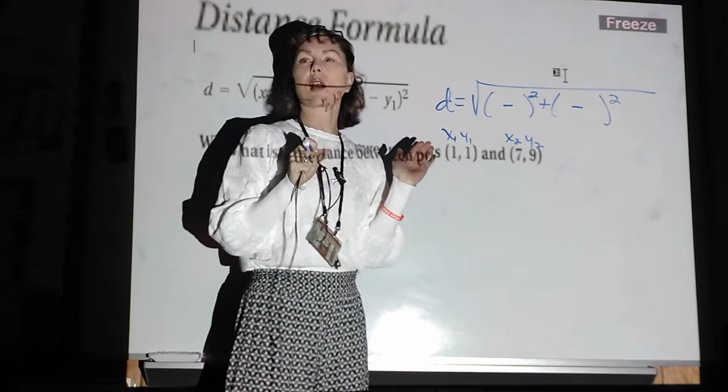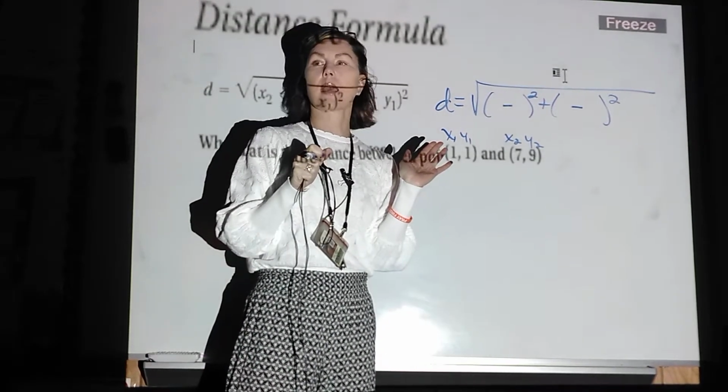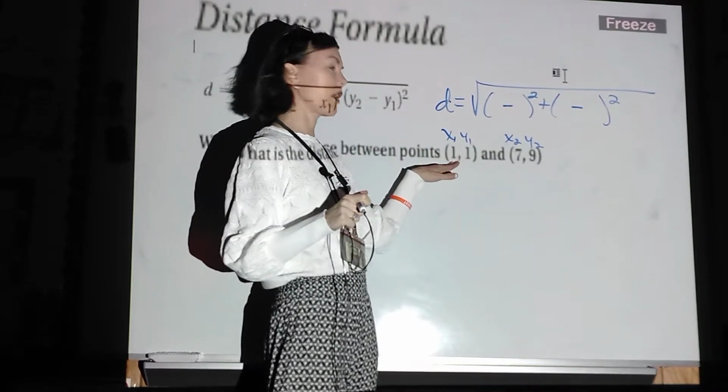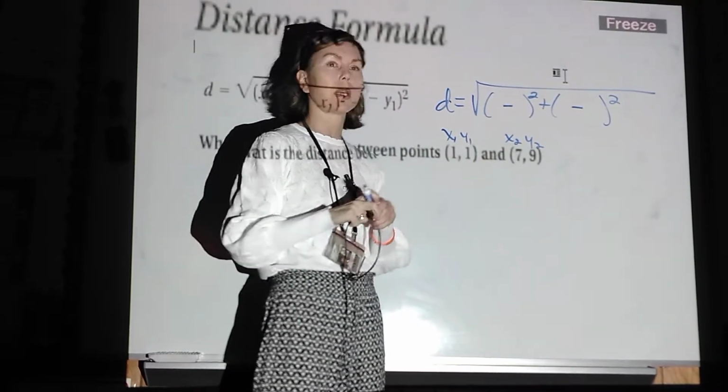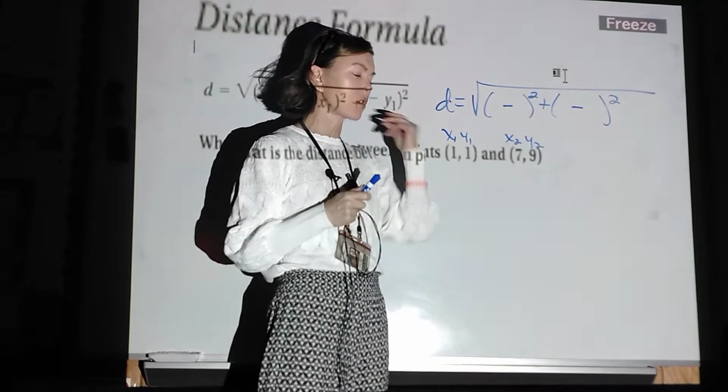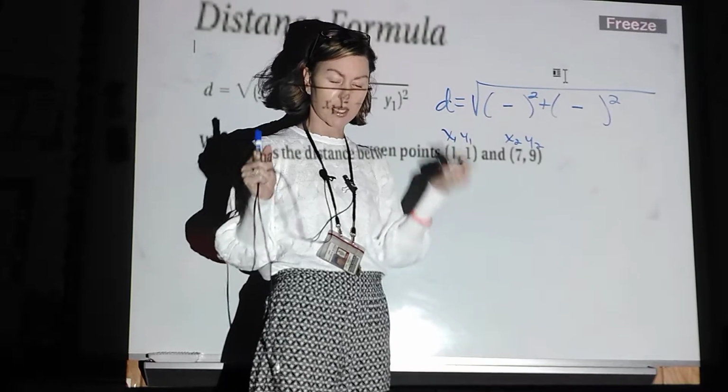You make your life simple and easy when you label. Your first point gets your x sub 1, y sub 1. Your second point gets your x sub 2, y sub 2. And as I'm writing it in your notes, yes, we are actively participating, and the brains are alive.